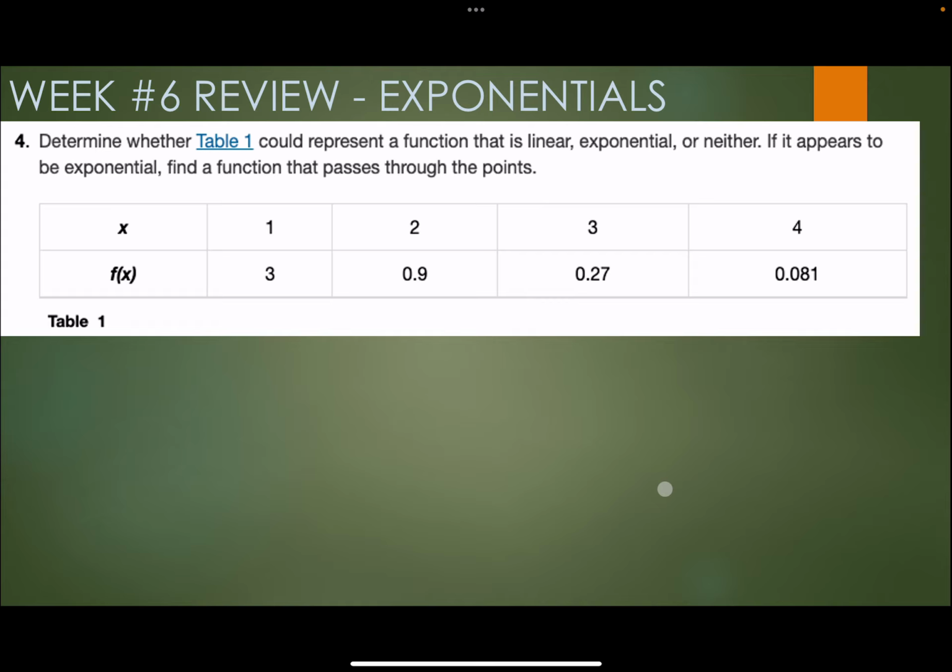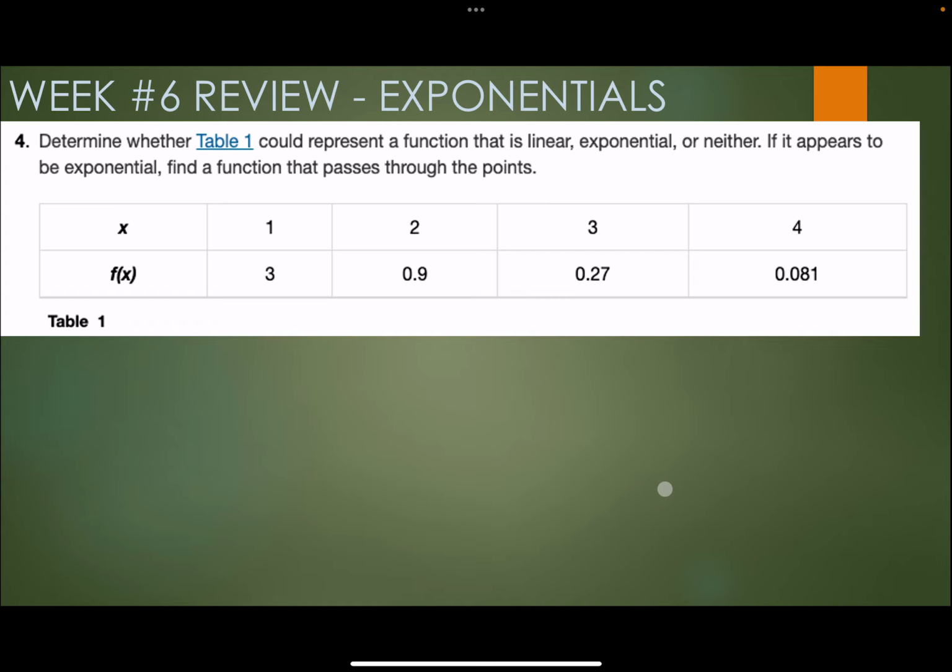Next question. It says determine whether table 1 can represent a function as linear, exponential, or neither. If it appears to be exponential, find a function that passes through the points. I'll give you a minute to look at that, and then we'll move forward. Hopefully you paused that and worked through it.